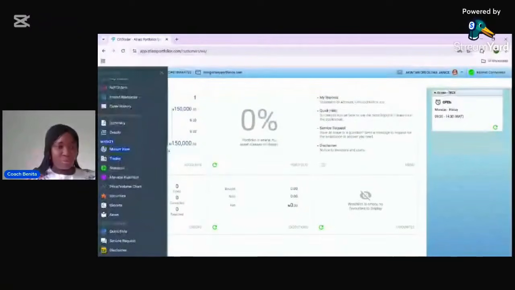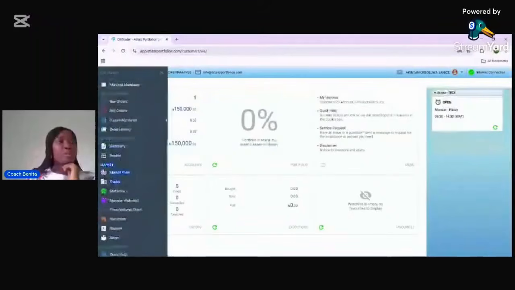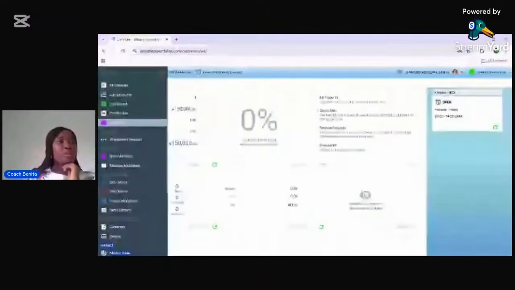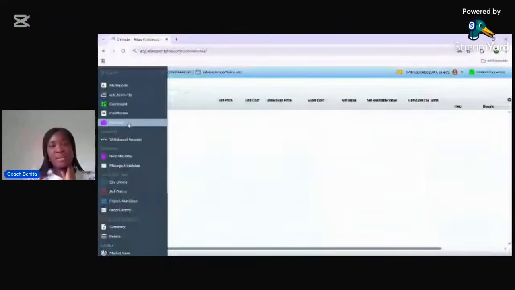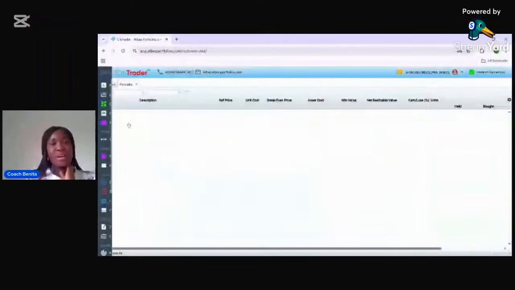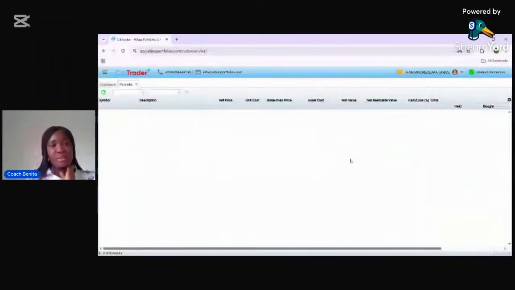Now we have portfolio. Portfolio means everything you have bought so far, every detail about what you have. If I click on portfolio, this is totally empty, not for any other reason, but just because I've not made any trade on this account yet, and I'm using this account just for educational purposes. But by the time we make a purchase today, you will see what this portfolio looks like.